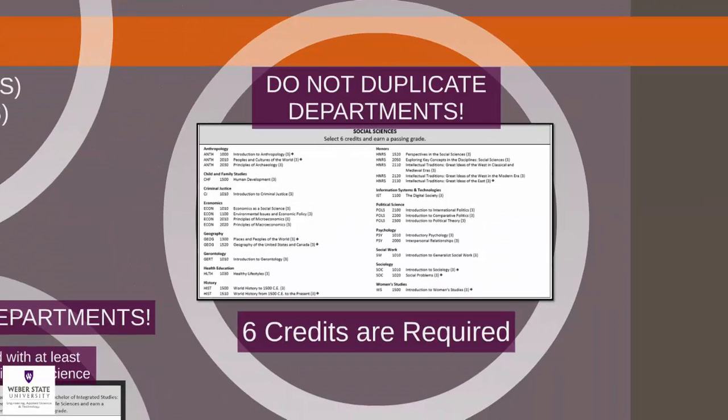The next portion of your breadth requirements is the social sciences, found on page 3 of the general education requirement sheet. In this area, you will need to complete 6 credit hours. You will take 2 courses.